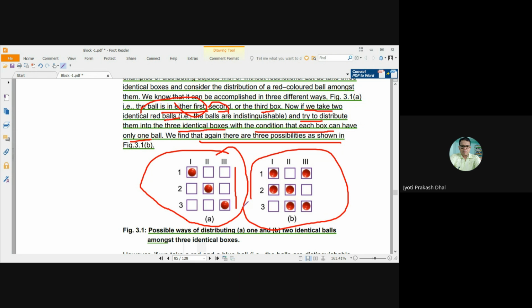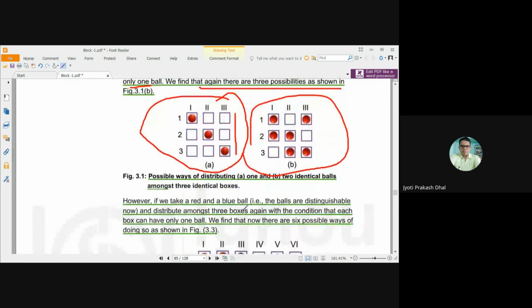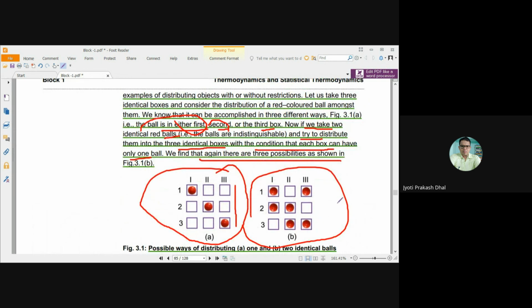So the first condition is one ball in box one and the second ball in box two. The second condition is first ball in box one and second ball in box three. The third condition is the first ball in box two and second ball in box three. So here also you have to arrange in three different ways because these balls are identical balls.